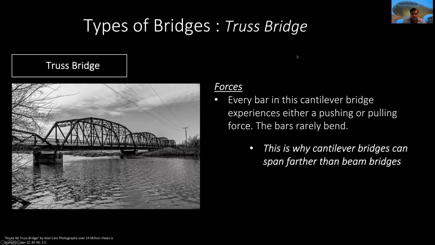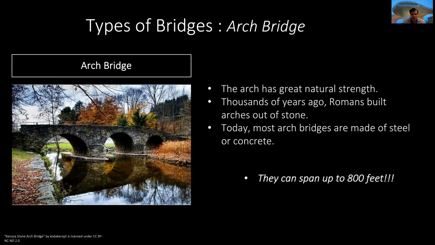Second, truss bridges. Every bar in this cantilever build will be pushing or pulling force. I mean, every bar will be in tension or compression, and it will allow us to bring all the forces together to the piers. Truss bridges work very well because you don't need so much material to do it. Why? Because the triangle is very efficient, so the truss became very efficient. You have more material where you need it.